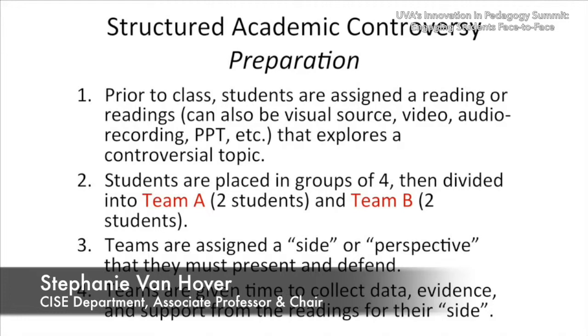Students are placed in groups of 4 and divided into 2 teams, Team A and Team B. You could be more creative with me than I am. If you have odd numbers, I just go with the whole make it work approach. Teams are assigned a side or perspective that they must present and defend. They don't get to choose. They're given time to collect data, evidence, and support from the readings for their side.